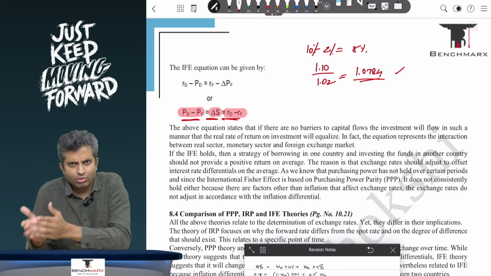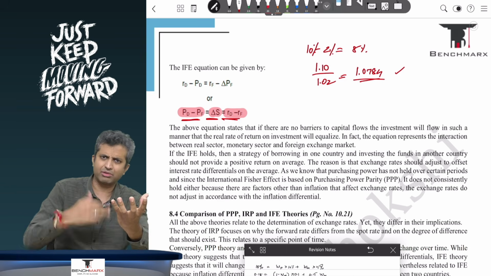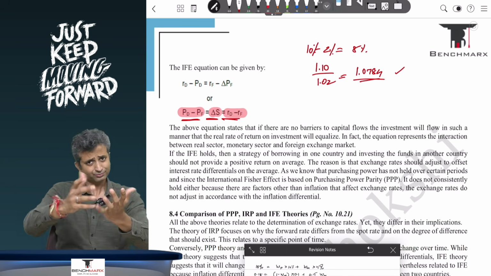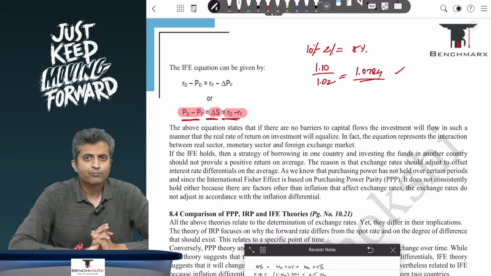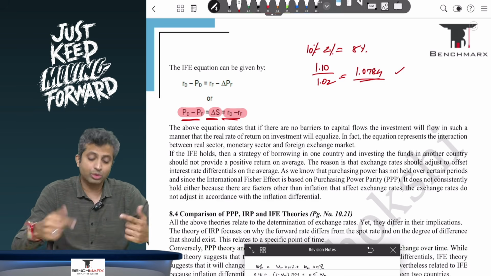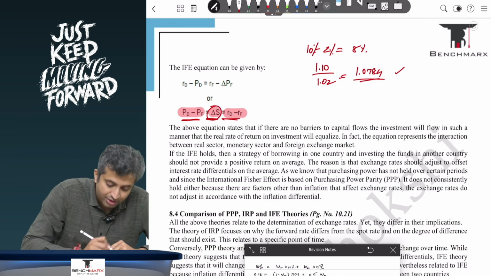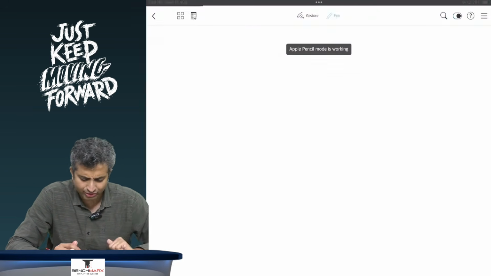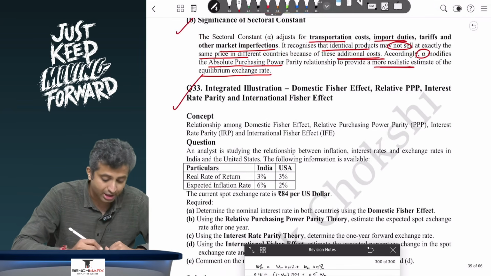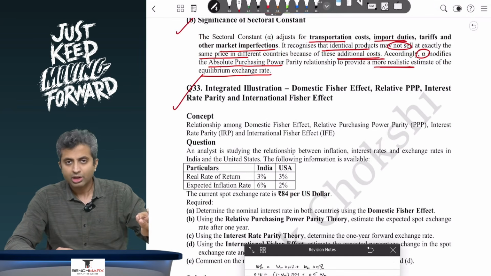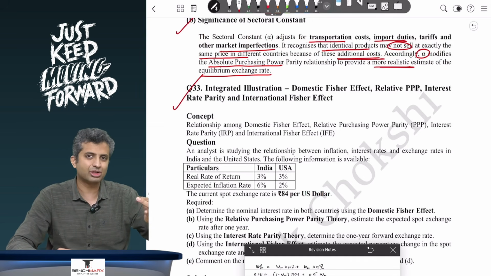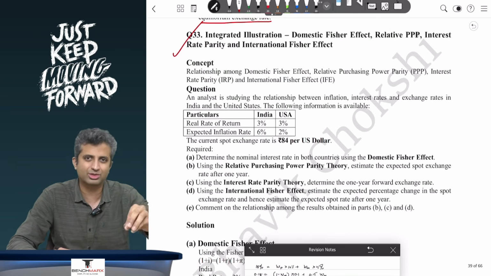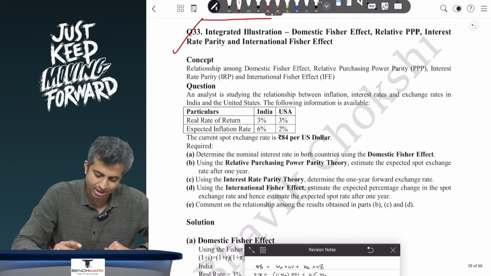And that is the base for purchasing power, which says that the exchange rate is different because the inflation is different, and as a result that will also showcase a difference in the exchange rate. So if I try to see a numerical where in one question I integrate all of these, the inflation rate parity, interest rate parity, domestic Fisher effect, and international Fisher effect, there's one illustration which covers all of this, and this can be helpful.